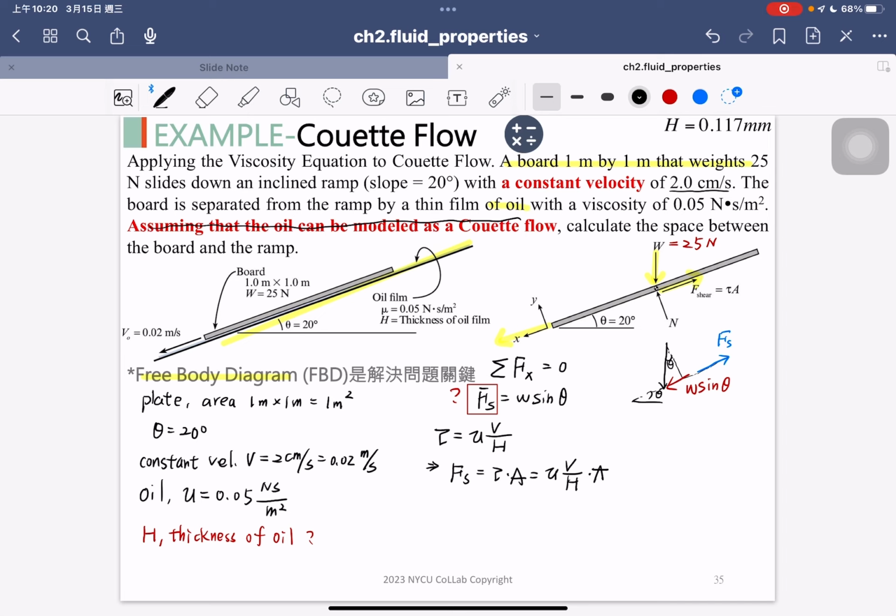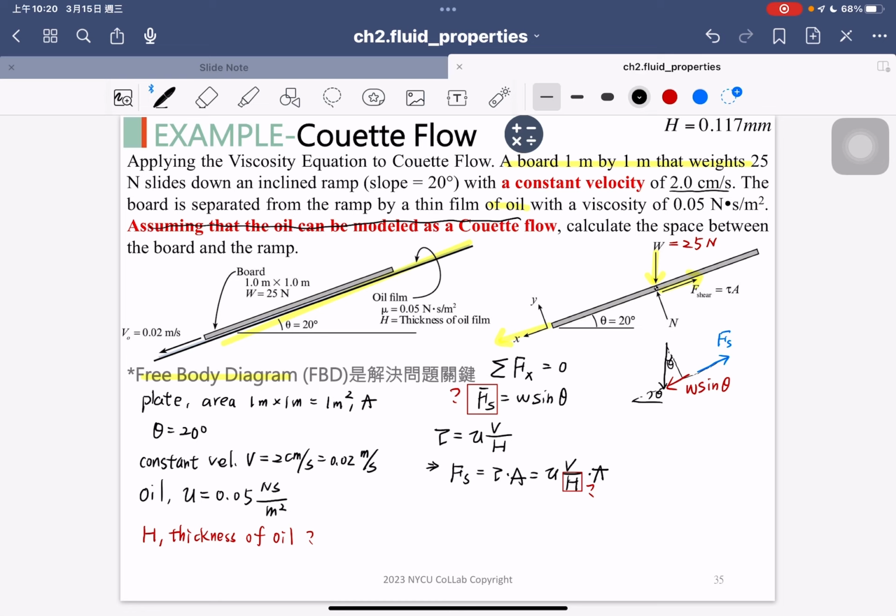Okay, and here is the contact area. We have the plate area in here. It's 1 meter square. And we have the theta angle, we have the velocity constant, and we have the dynamic viscosity. So right now, we only have the one unknown parameter, the h, the thickness we didn't know in here. So go back to the balance equation.